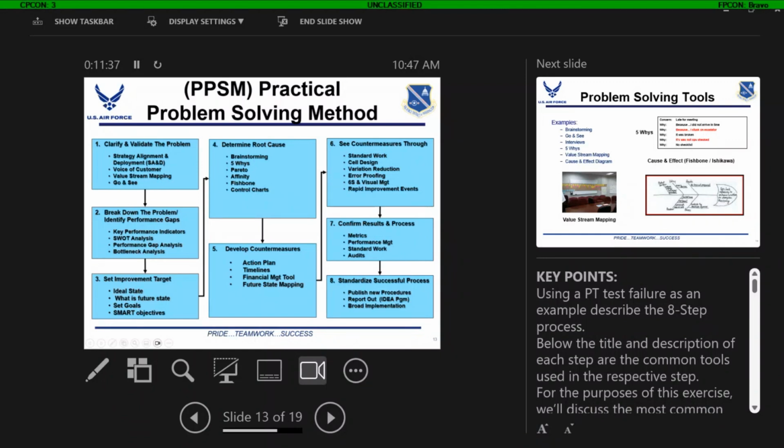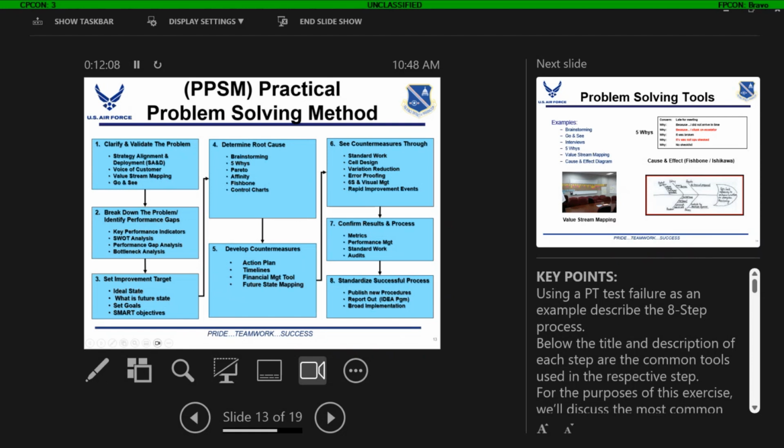The Air Force uses the practical problem solving model. It has 8 parts, and as you can see here, as I've divided it up into its 8 segments, I've also included some, not all, but some of the tools used within each of its categories. Much like the 5S, it is highly recommended that you work the practical problem solving model or method in order.